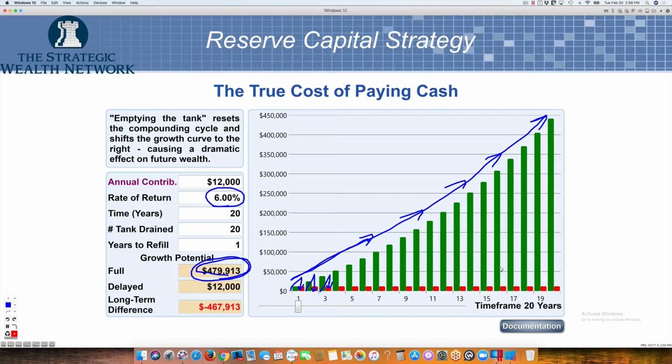Another way to look at this is to notice that if they continue on the same path, they're literally making a $467,000 mistake over the next 20 years. So my question to them is, what would you do with $467,000? If I could write you that check today, what would you do with the money? Would you save it? Would you spend it? Or would you invest it?